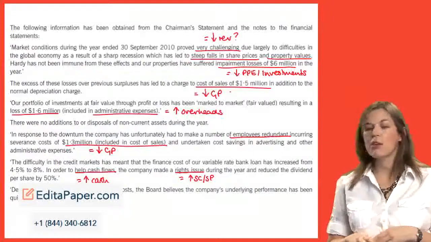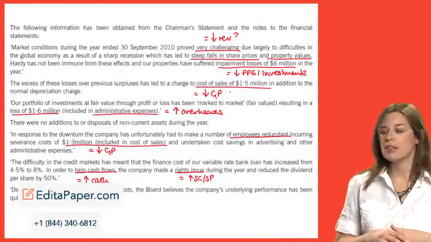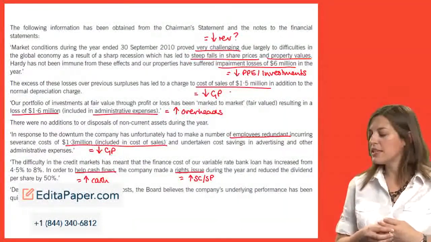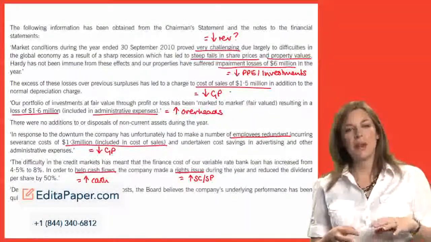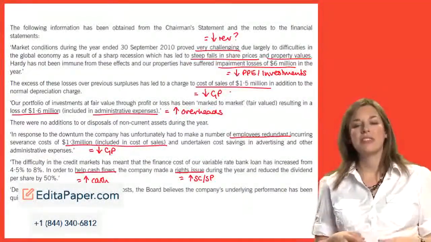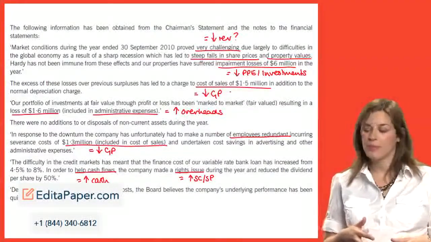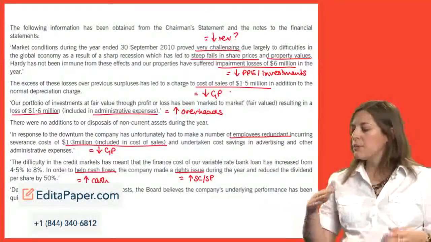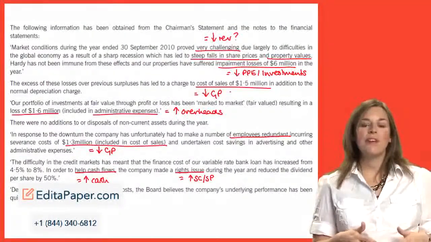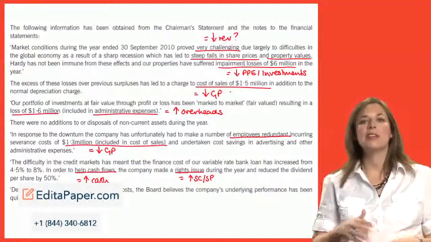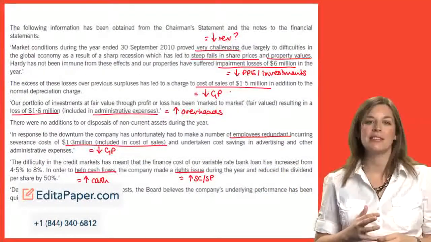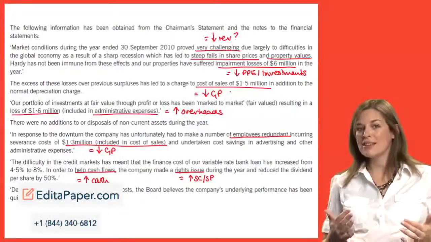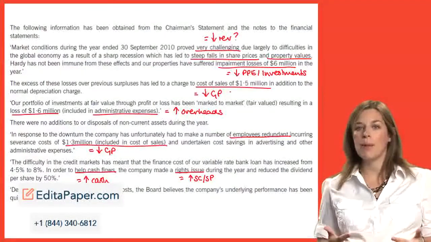So if we just have a very quick look through, I'm not going to read through the whole narrative, but we can see there that there have been some very challenging market conditions. So that explains the fall in revenue and obviously the difficulty the company is having. We can also see there have been some falls in share prices and property values, and there have been some impairments. So there we go. There's our explanation already for the fall in our non-current assets. So you've already got your answer. We just need to put that down on paper.